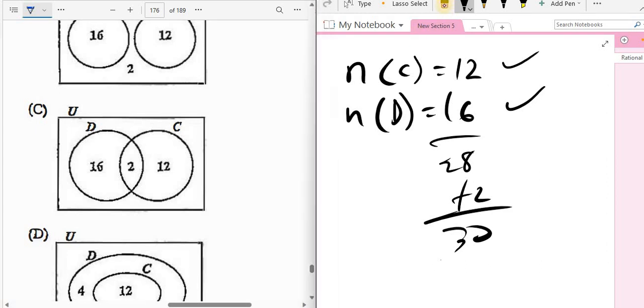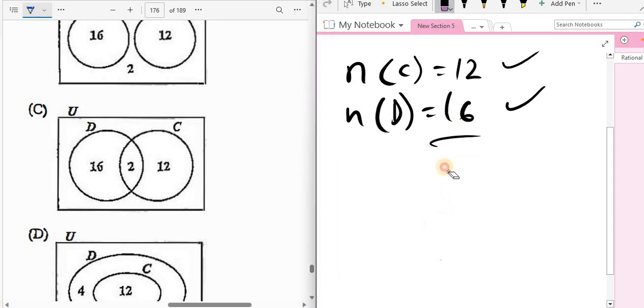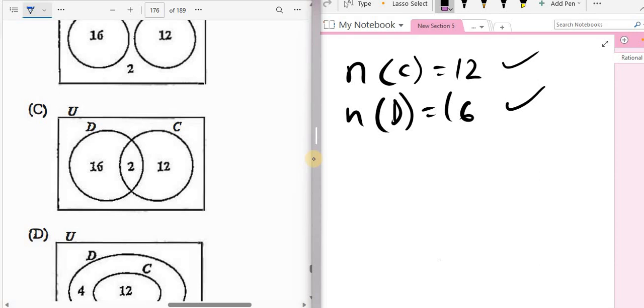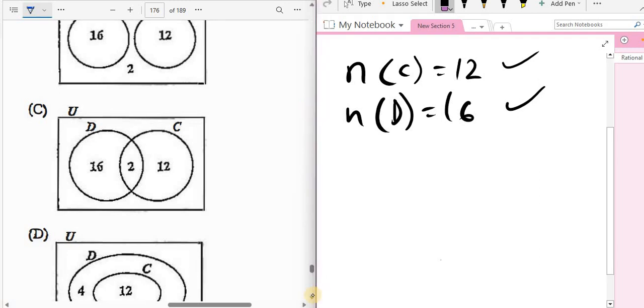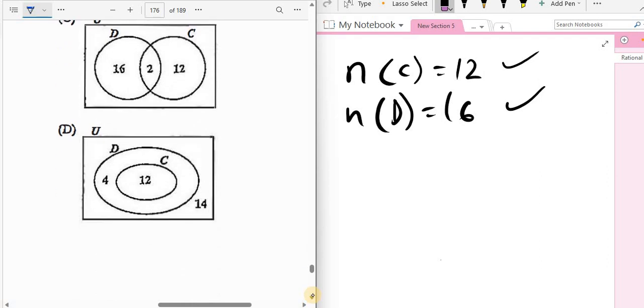Why is C not correct? Yeah, the number of persons with cats is what? 14, isn't it? That's not true. We didn't even look at the number who own dogs there. That's 18. So that makes it false again. Let's look at D.